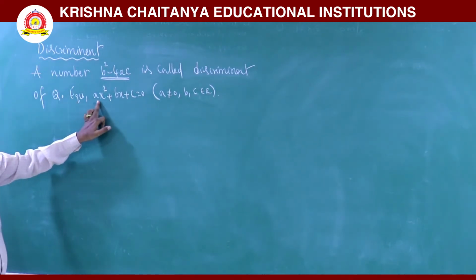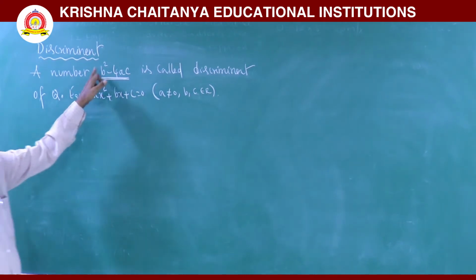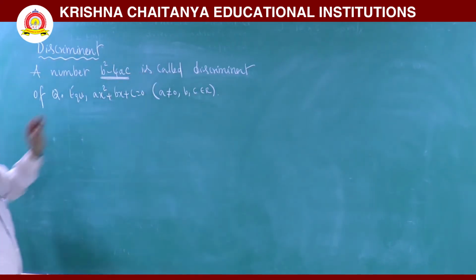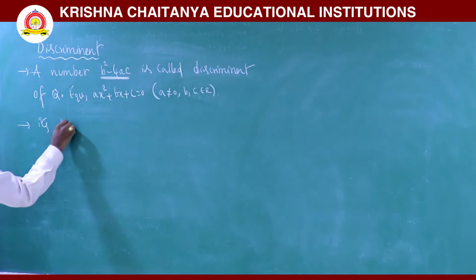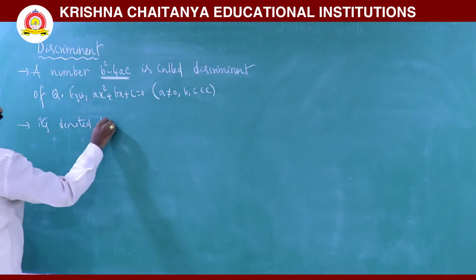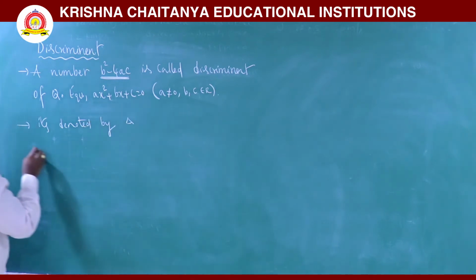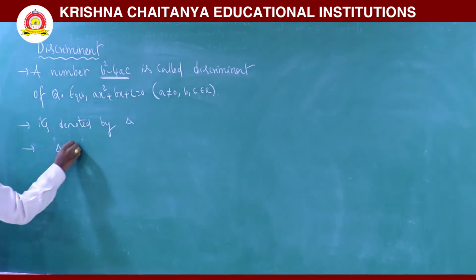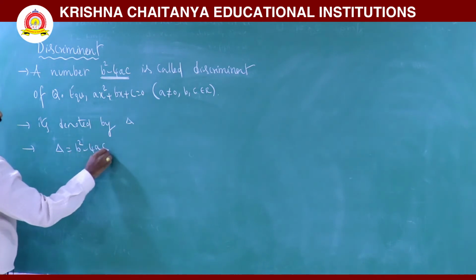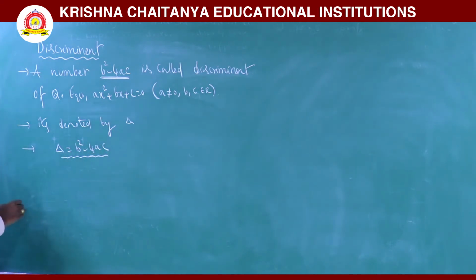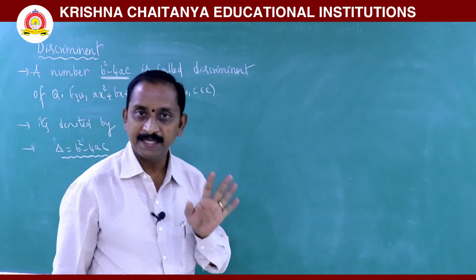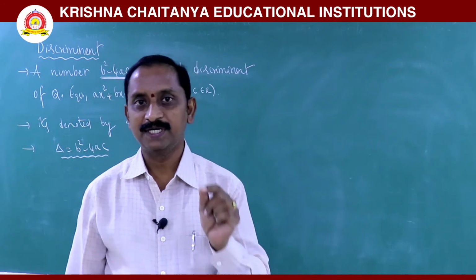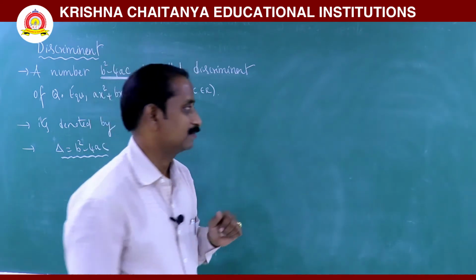For the respective quadratic, b square minus 4ac is called discriminant, and it is denoted by delta. So keep in your mind what is delta. Delta is nothing but b square minus 4ac. So b square minus 4ac is called discriminant of the respective quadratic equation or quadratic expression. Now we discuss nature of the roots. So nature of the roots depends upon what? Let us observe.